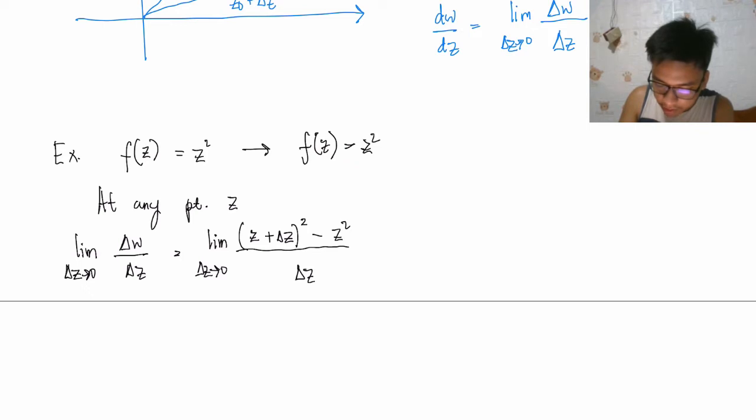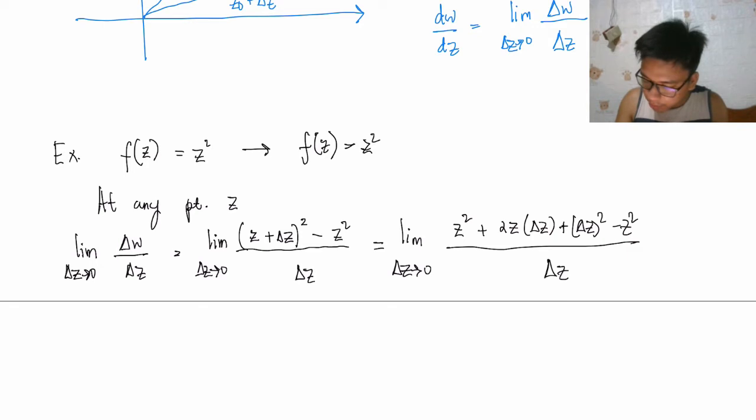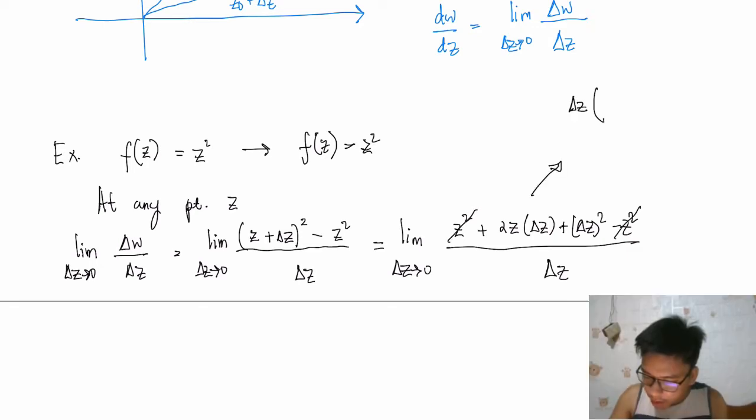In this case, we have this one, and this is actually f of z. If I'm going to simplify this, I would end up having the limit of, let me do the basic elementary algebra here, z squared plus 2z times delta z plus delta z squared minus z squared, all over delta z, as delta z approaches 0. What happened here is this will be cancelled. I'm going to factor this out. What we have left here is 2z plus delta z.